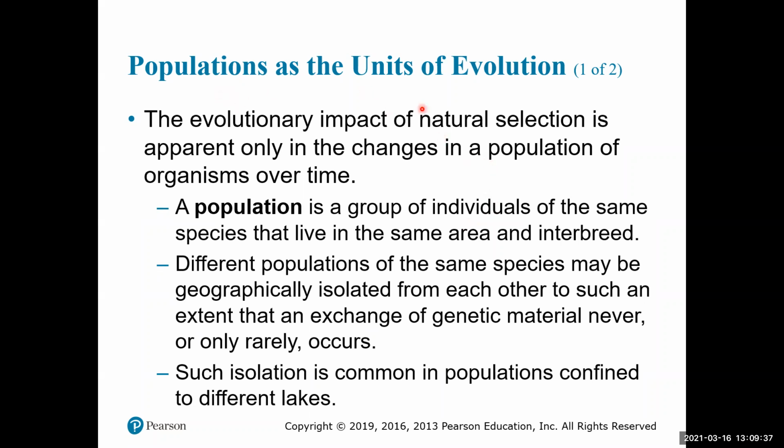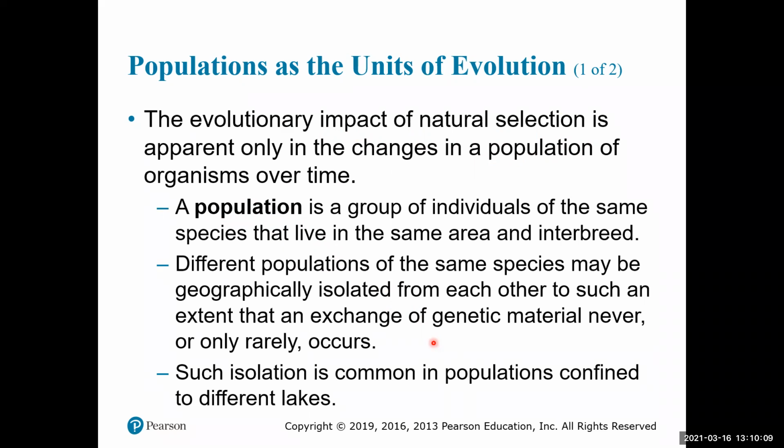And whenever you look at populations, you can see the impact of natural selection in that population. So remember, it's not on the individuals. And remember, the definition of a population is just a group of individuals of the same species that live in the same area and can interbreed with one another. Sometimes you can get geographic isolation and separation of those populations where they don't exchange genetic material.